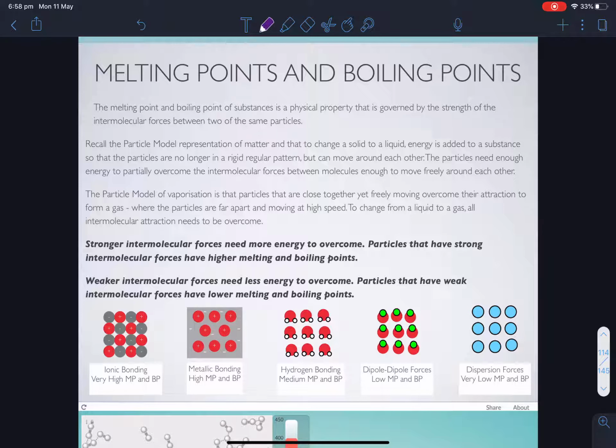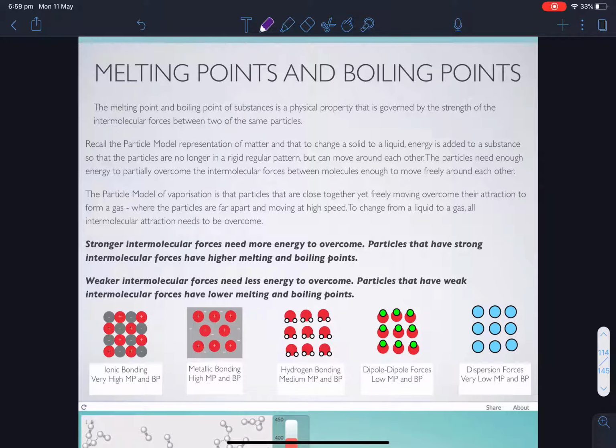So we need to think about the particle model of matter. Remember, in a solid, it's an orderly pattern of those molecules in an array very close to each other. When you add heat energy to that, you can change the state into a liquid, where the particles are still very close to each other. There are no gaps between them, but they can freely move around each other. And remember, when going from a liquid to a gas, you're putting spaces between those particles and you're also giving them a lot of velocity.